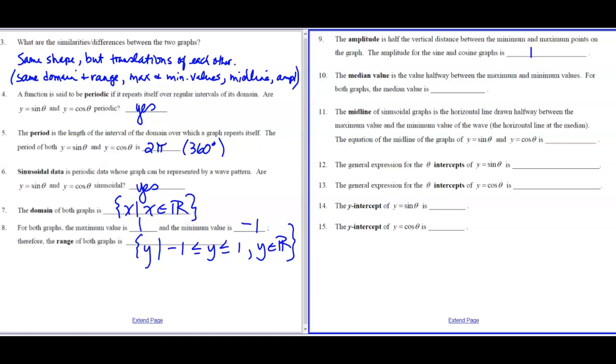The median value is the value halfway between the max and min. That's the line that cuts the mountains from the valleys. In these graphs it's 0, because that is the x-axis, so y equals 0. That's your median value. And the midline is the actual line that you graphed. So the equation of the midline is y equals 0.